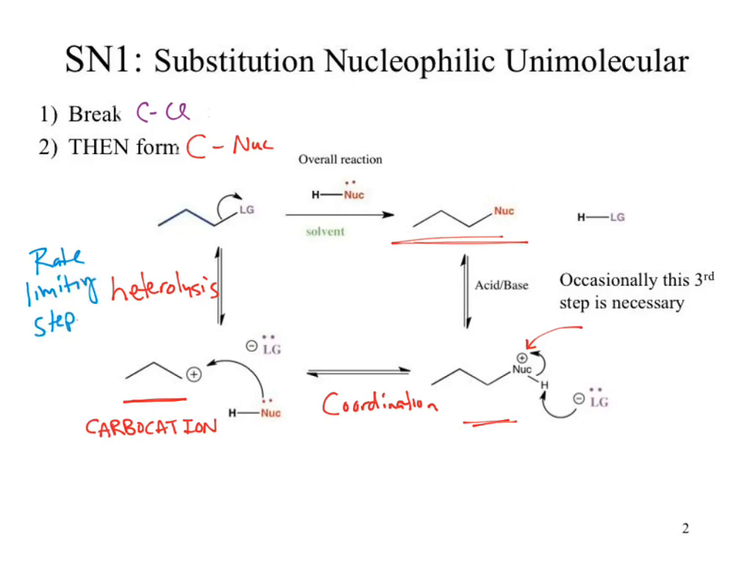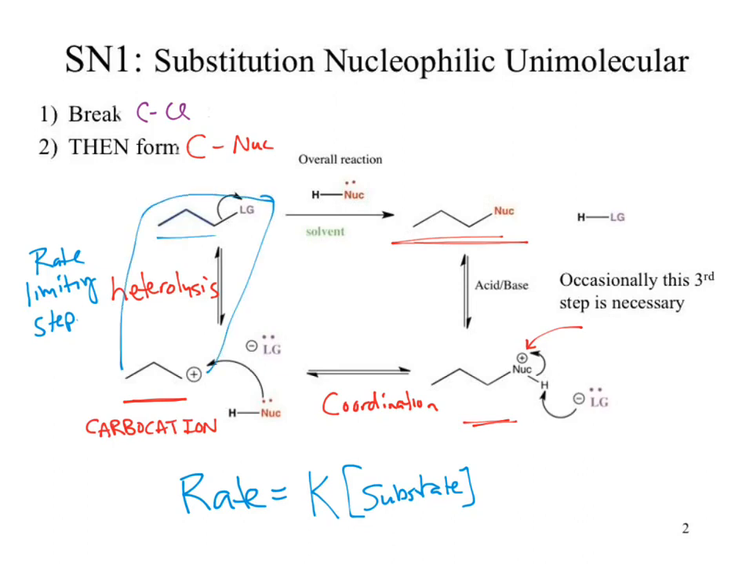So what would our rate law be for this reaction? Rate equals K. There's your first easy answer. Now it gets harder. The concentration of just the substrate. Why just the substrate? If you look at that step, there's only one reactant, and it is just the substrate. So our rate law is now just going to be the concentration of the substrate.